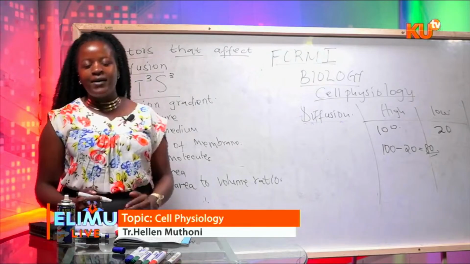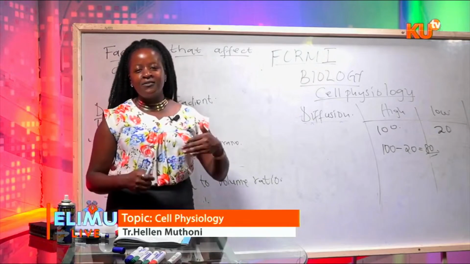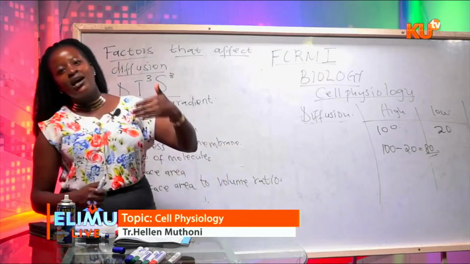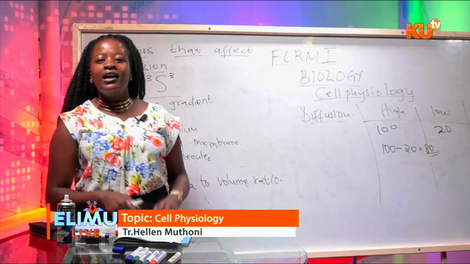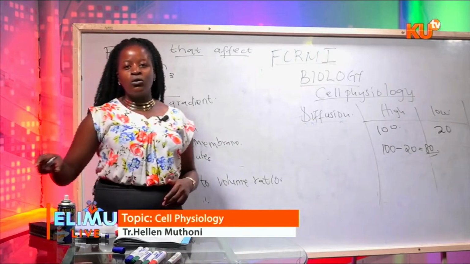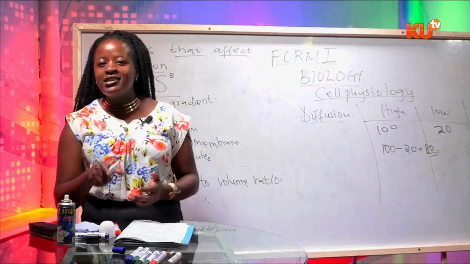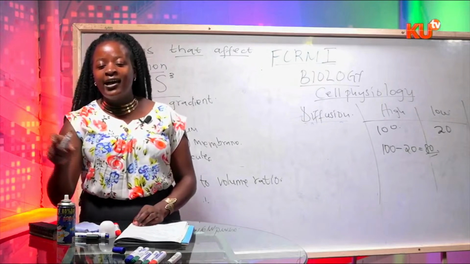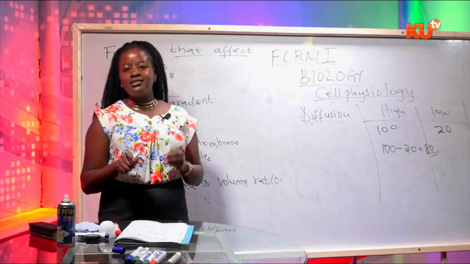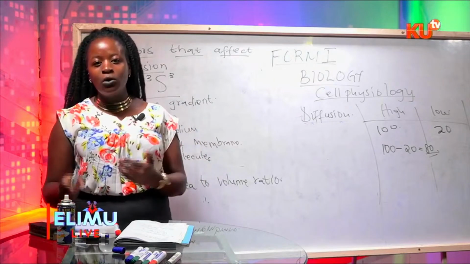As I had defined before, diffusion gradient is the difference in particles between the region of high concentration and the region of low concentration. So when the difference is high, the rate of diffusion is high. And when the difference is low, the rate of diffusion will be low.